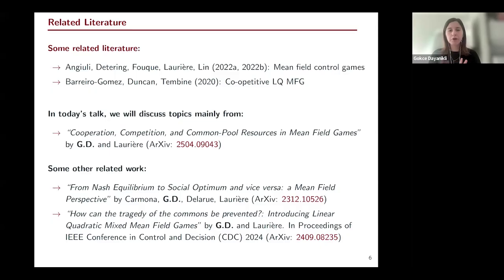Today, I'm going to mostly talk about the paper with the same title, but we did some related work. Especially last year, we presented a work at CDC where we do the LQ version of this without the common pool resources. So if you're interested in the LQ version without common pool resources, you can check that one. We also studied the relationship between mean field game and mean field control, and how we can move from one of them to the other and vice versa, in another paper with René Carmona, François Delarue, and Mathieu again.